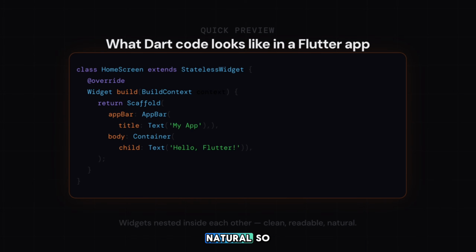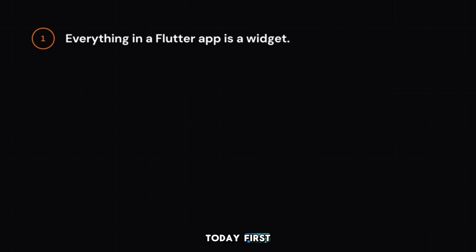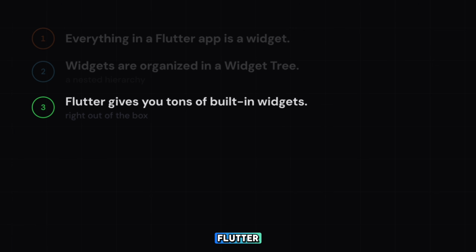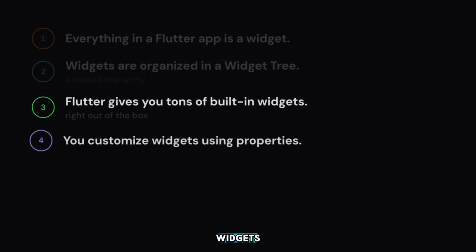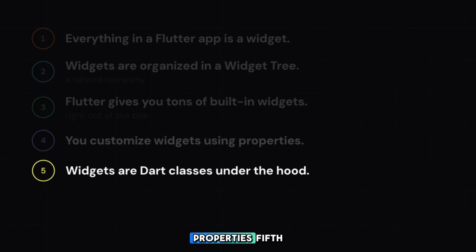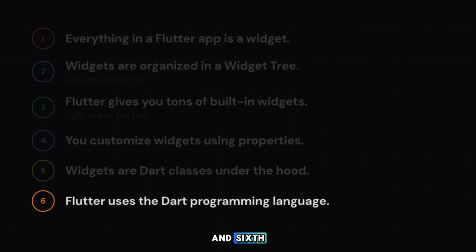So to recap what we covered today. First, everything in a Flutter app is a widget. Second, widgets are organized in a widget tree, which is a nested structure. Third, Flutter gives you tons of built-in widgets out of the box. Fourth, you customize widgets using properties. Fifth, widgets are Dart classes under the hood. And sixth, Flutter uses the Dart programming language.